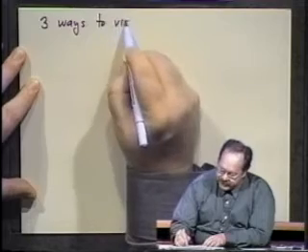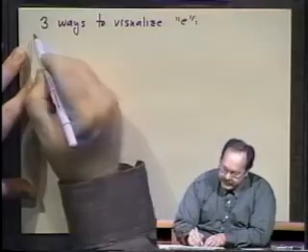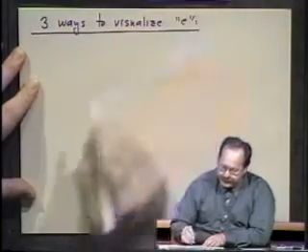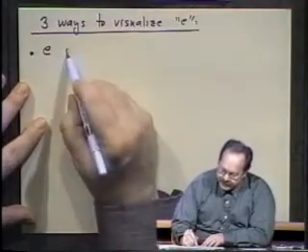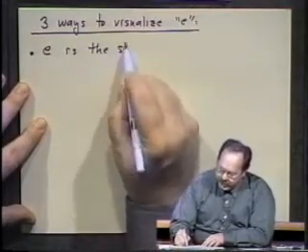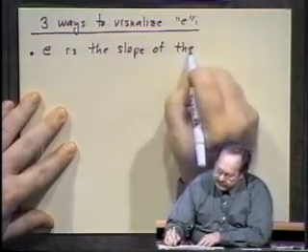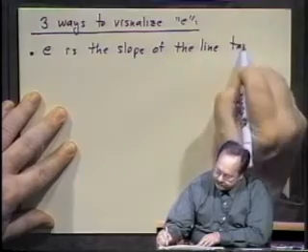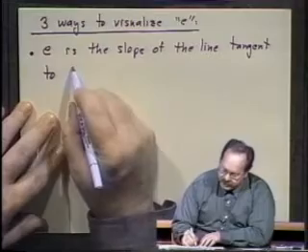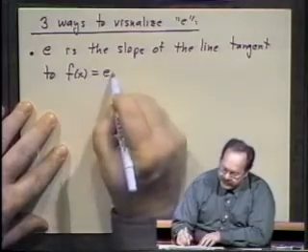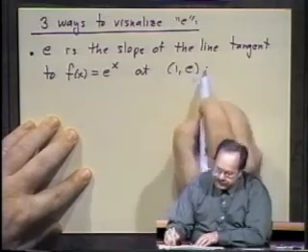3 ways to visualize the number e, which we defined earlier. First way, e is the slope of a particular line. It is the slope of the line tangent to the function f of x equals e to the x, the natural exponential function, at the point that we noted on the curve, 1 comma e.